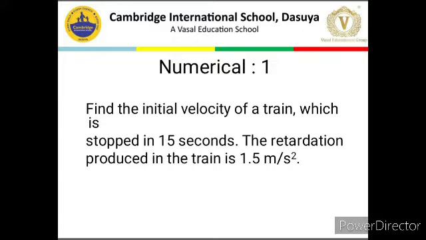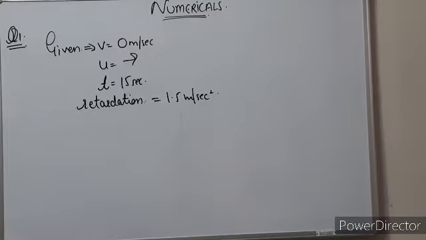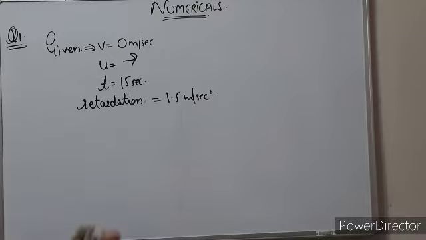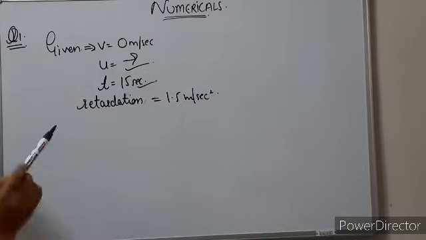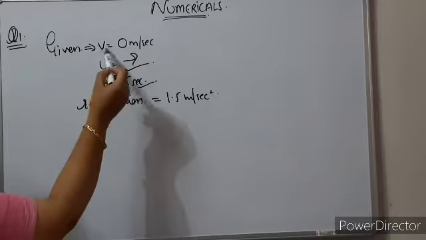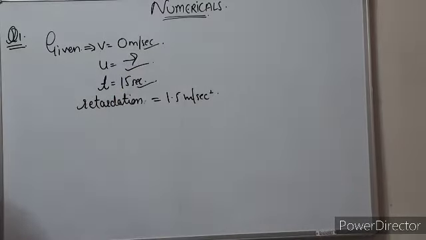So let's solve it. In this question, we have to find out the initial velocity of the train. It means we have to find out the value of u, that is initial velocity. And the train stopped after 15 seconds. It means the time is given as 15 seconds. And after 15 seconds, the train stopped, means it approaches 0. It means we can say the final velocity is given as 0. Is it clear why it is 0? Because the train stopped after some time.